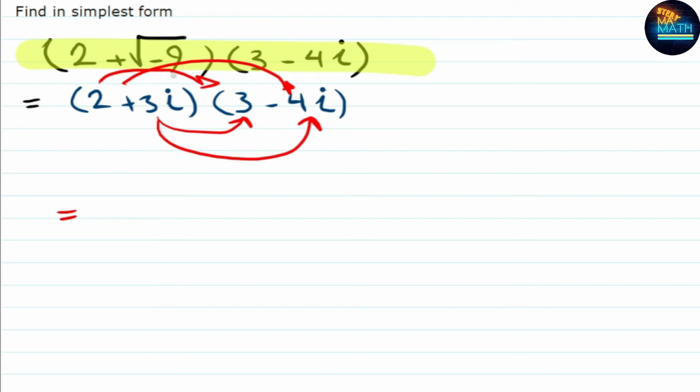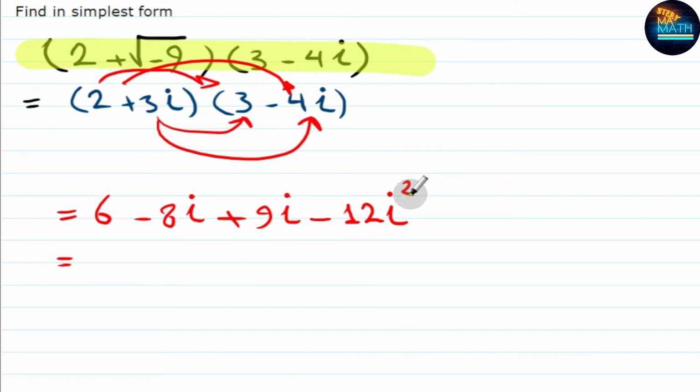Alright, so 2 times 3 is 6, and 2 times negative 4i is negative 8i. And then 3i times 3 is positive 9i. And then 3i times negative 4i: 3 times negative 4 is negative 12, and i times i is i squared. You remember, i squared is equal to negative 1, right? So negative 12 times negative 1 is positive 12. So again, 6 minus 8i plus 9i plus 12.